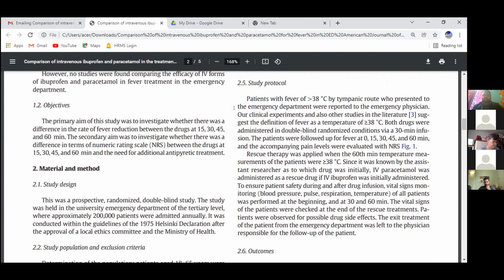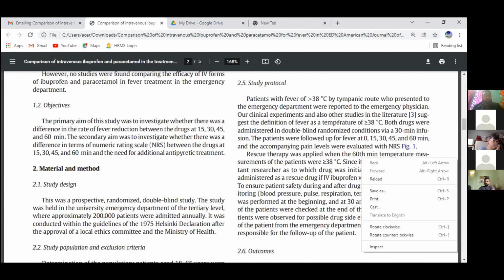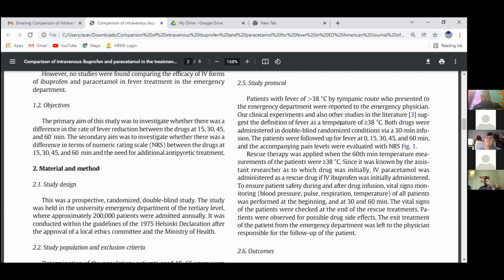Similarly, both the drugs were administered in double-blinded randomizing conditions via a 30-minute infusion in both the groups. Also, the patients were followed up for fever at 0, 15, 30, 45, and 60 minutes, and the accompanying pain levels were evaluated with NRS, which means I think the groups were similar at the start of the trial.